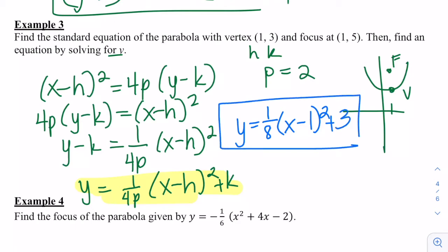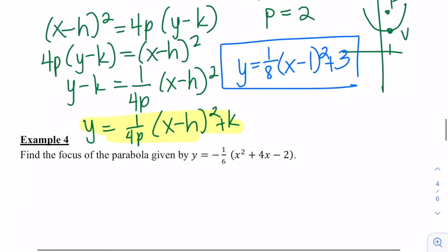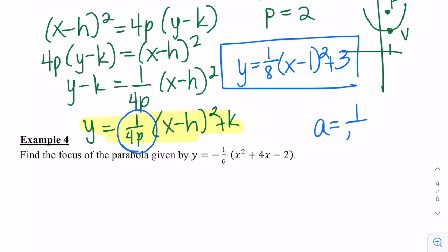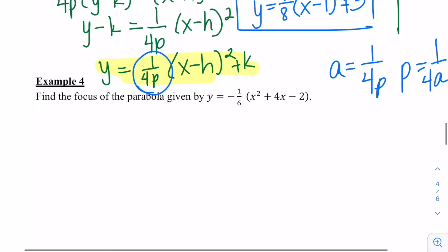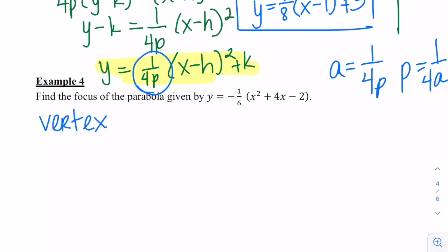And this is really interesting, and I really want to make sure we point this out, that a equals 1 over 4p. So if a equals 1 over 4p, p will equal 1 over 4a. Okay, so here we have, for the next example, we want to find the focus of the parabola given in this equation. So we need to know the vertex, and then we can find the focus when we have p.